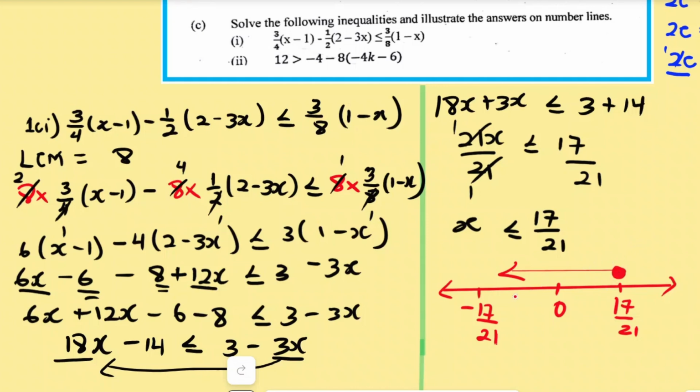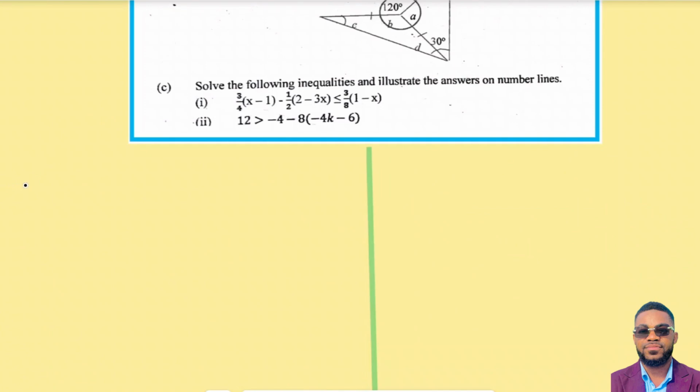Let's get the last question. That's question 1, CII. So we have 1 CII. It also goes by the same preamble. So let me write the expression, the inequality. We have 12 greater than negative 4 minus 8 multiplying negative 4k minus 6. That's the inequality. So at this point, we have to remove the bracket by multiplying the coefficient, which is -8, by the terms in the bracket.